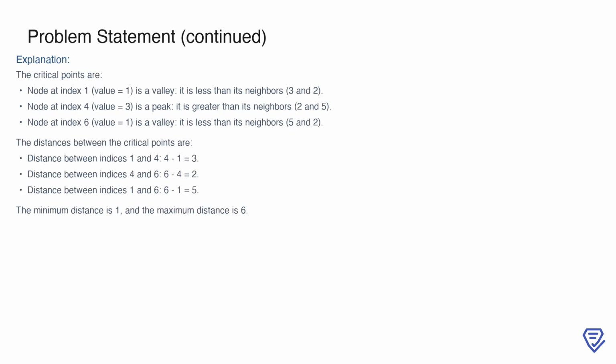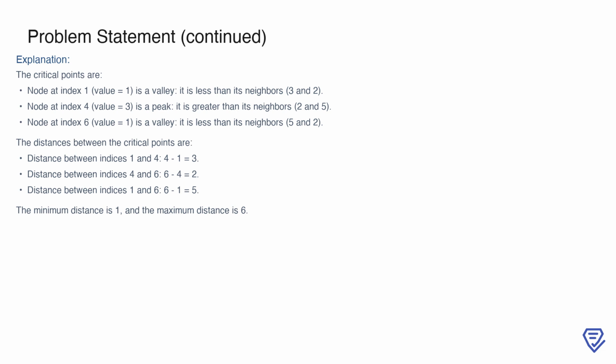In the linked list 3, 1, 2, 2, 3, 5, 1, 2, we can identify the critical points by analyzing each node and comparing its value to its neighbors. The first critical point is at index 1, where the value is 1, because it is less than its neighbors 3 and 2. This makes it a valley. The second critical point is at index 4, where the value is 3, as it is greater than its neighbors 2 and 5, making it a peak. The third critical point is at index 6, where the value is 1, since it is less than its neighbors 5 and 2, forming another valley.